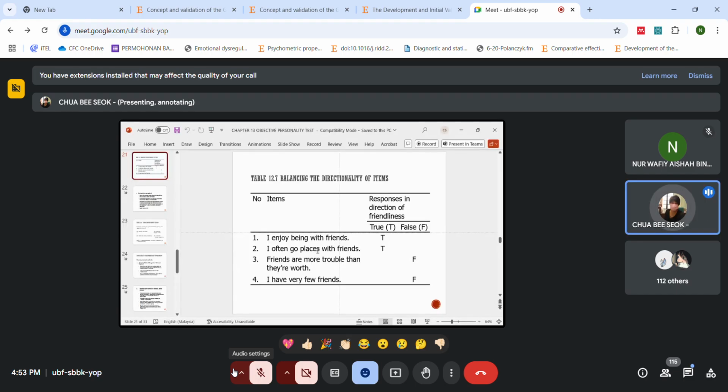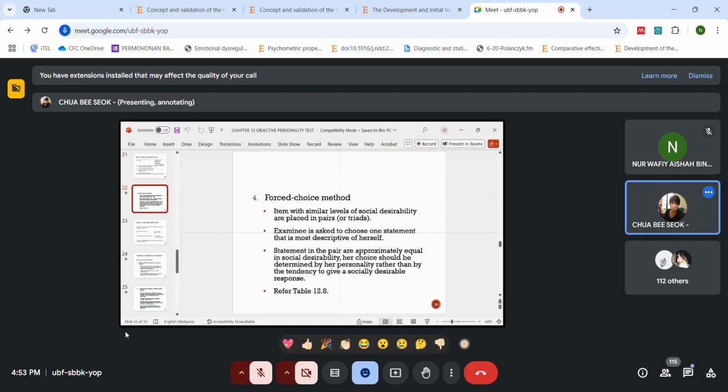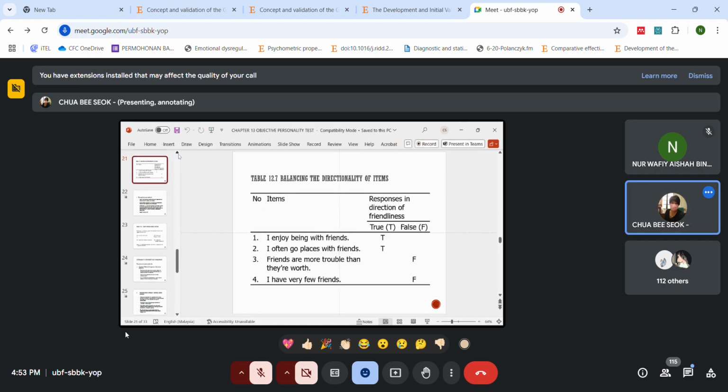Item 1 and item 2 are positive, and then item 3 and item 4 are negative items. If those who answered true for item 1 and item 2 and false for item 3 and item 4, that person is friendly, they have friendliness. This item set measures friendliness.